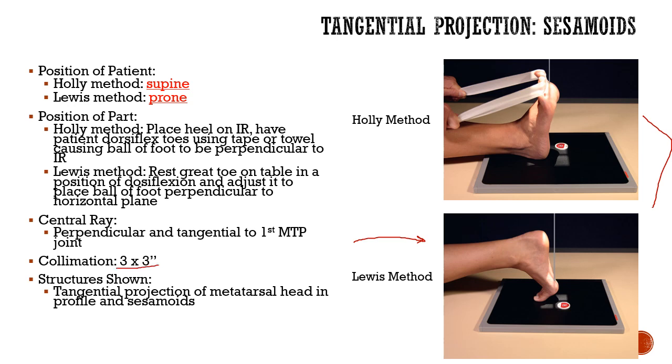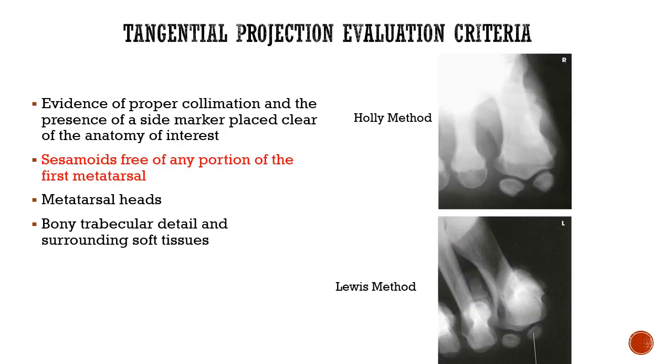We're going to collimate down to a 3 by 3 inch, and we're going to get tangential projections of the metatarsal heads in profile and the sesamoids. So the sesamoids should be free of any portion of the first metatarsal in either projection.